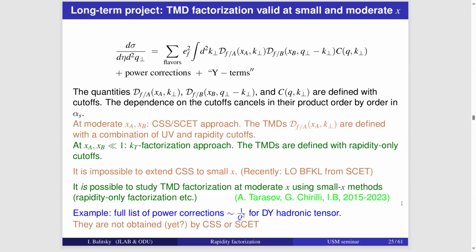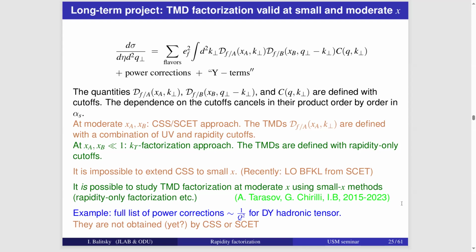On the other hand, it is possible to study TMD factorization at moderate x using small-x methods. We have a bunch of papers in collaboration with Andrei Tarasov and Giovanni Chirilli. For example, I have calculated recently the full list of power corrections for the Drell-Yan hadronic tensor. They are not obtained yet by CSS or SCET. So here, rapidity factorization was not invented for the calculation of power corrections at moderate x, but it turns out that it works, and it was quicker than those guys because they are not paid.